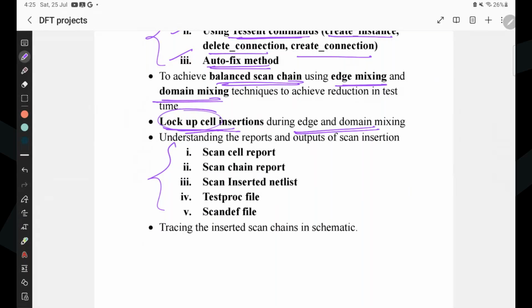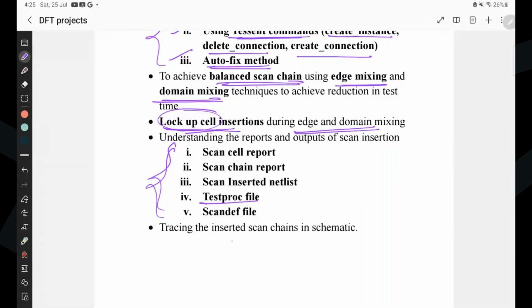So these are the various reports and outputs of scan insertion. We will be understanding each and every report, what the contents of each report and output of scan insertion are, and where they are actually used. For example, the scan cell report, what are its contents? Suppose the test proc file, what are its contents? Like that, we will understand the contents of each and every file.